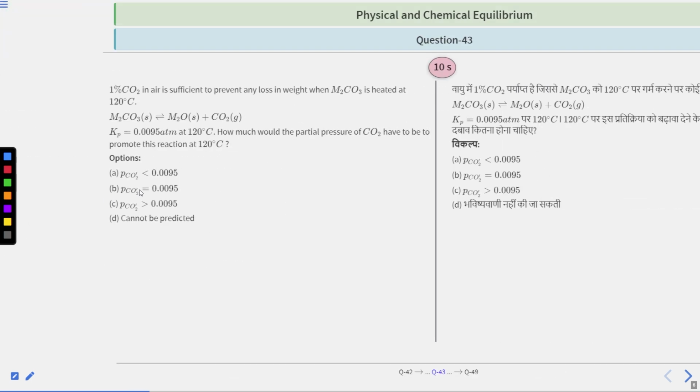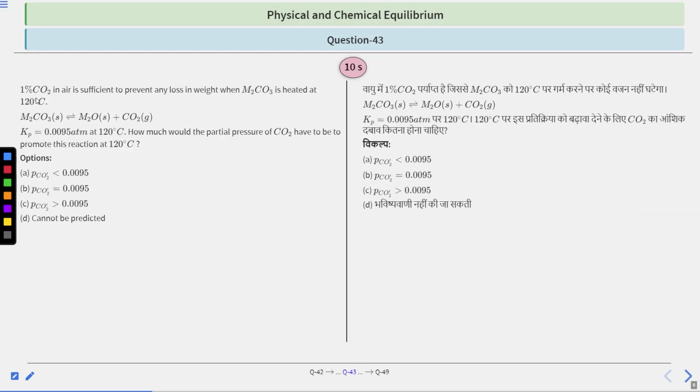Okay, let's move to the next question, question number 43. 1% CO2 in air is sufficient to prevent any loss in weight when M2CO3 is heated at 120 degrees Celsius. M2CO3 dissociates into M2 and CO2. M2CO3 is in solid form, M2 is in solid form, and CO2 is in gaseous form. The Kp for this is 0.0095 atmosphere at 120 degrees Celsius. How much would the partial pressure of CO2 have to be to promote this reaction at 120 degrees Celsius? So we have to find out the partial pressure of CO2.